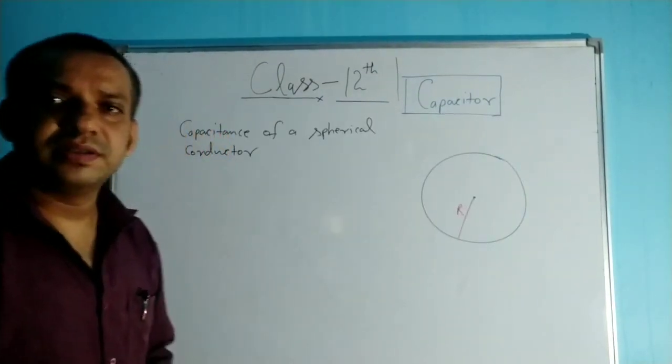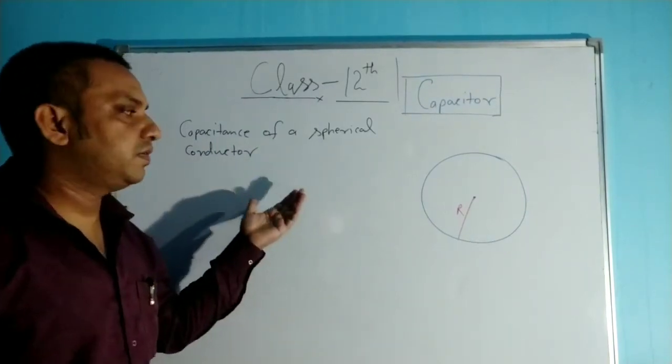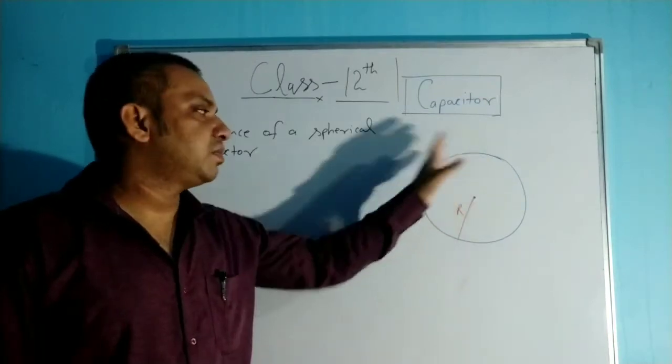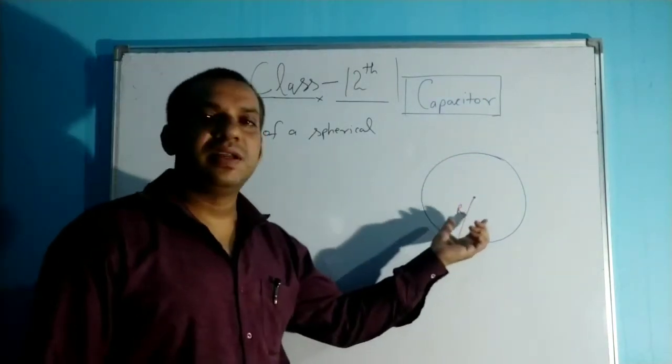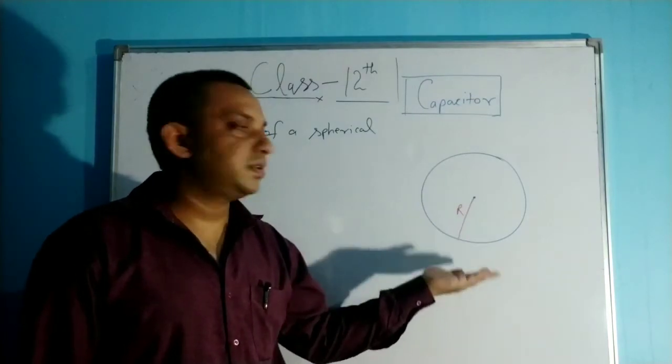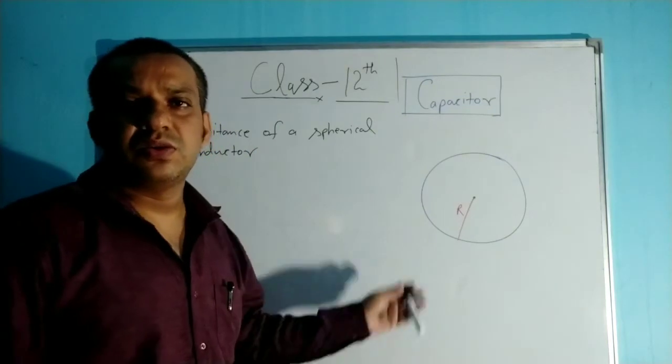So our next topic is the capacitance of a spherical conductor. Now we are going to be very precise. Suppose we have a solid spherical conductor of radius r, and our aim is to find the capacity of this spherical conductor. So we have the basic formula C is equal to Q by V.